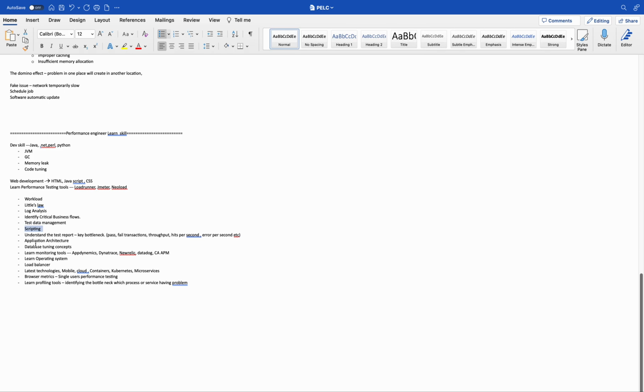Scripting part: we should be able to create the script and understand the test report, key bottlenecks, what the pass and fail transactions are, what the throughput is, hits per second, errors per second. These are all key parameters a performance engineer should be aware of. Application architecture, data and database tuning concepts.